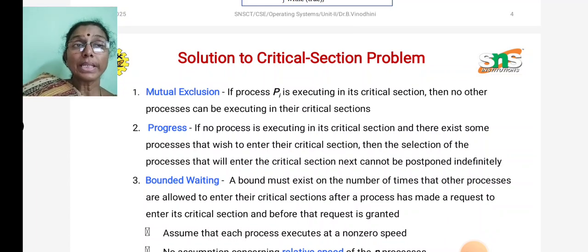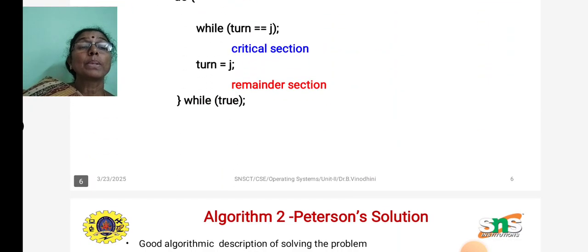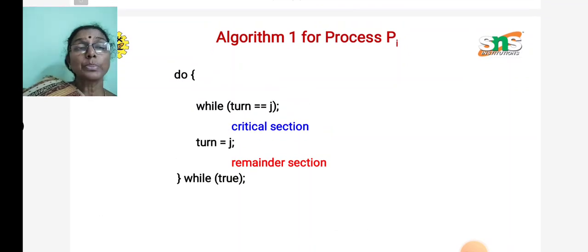So these are the three requirements to be considered whenever you produce a solution to the critical section problem. The critical section solutions are of two types: one is a hardware based solution, the other is a software based solution. The software based solution is the Peterson solution. The Peterson solution mainly satisfies the primary condition of mutual exclusion.